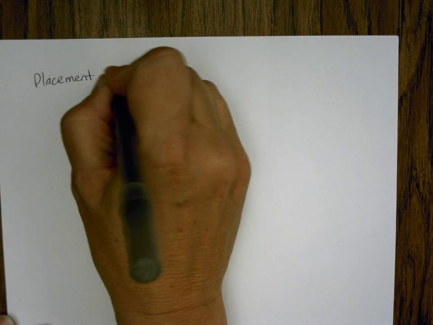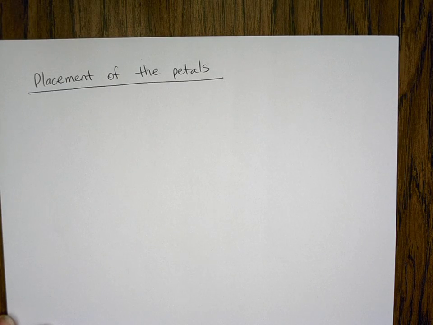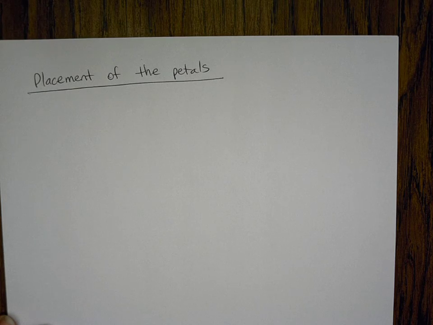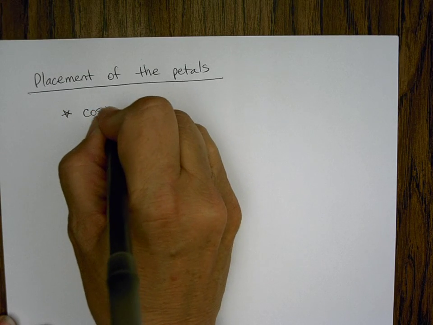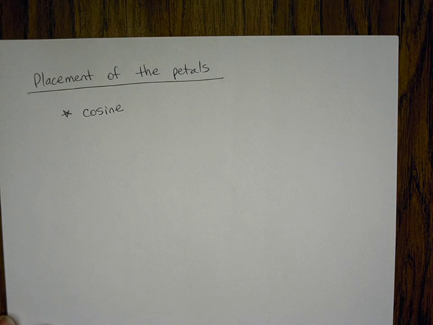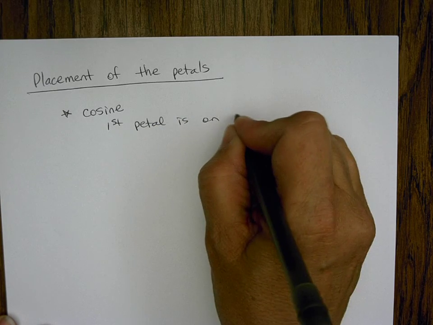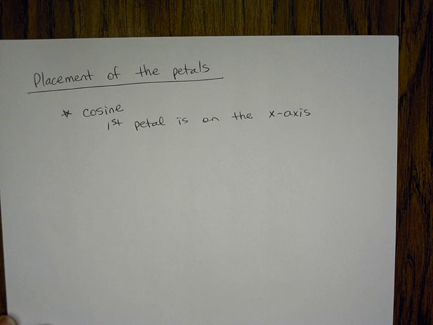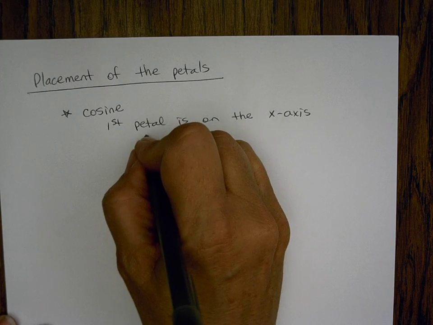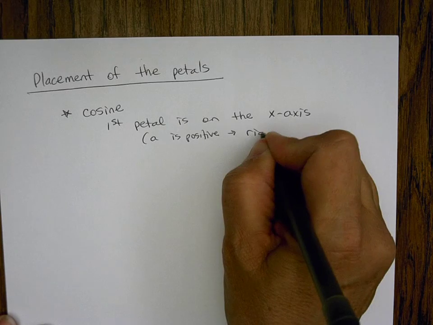The placement of the petals: if we have cosine, the first petal is on the x-axis, as long as A is positive, that means you're going to the right.